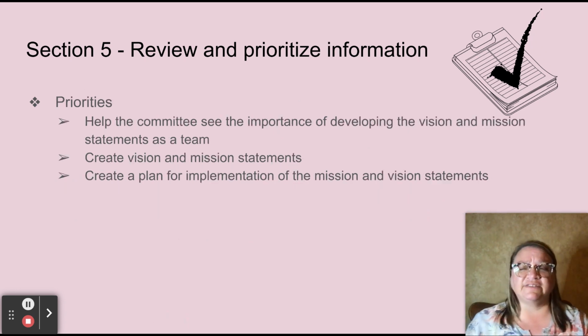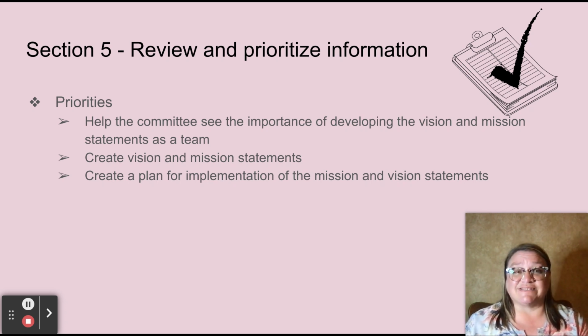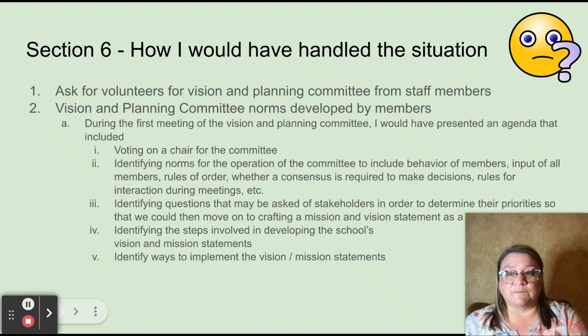So, priorities. We need to help the committee see the importance of developing the vision and mission statements as a team with community input, and input from all stakeholders. We need to create a vision and mission statement, and we need to create a plan for the implementation of the mission and vision statements. And also, just to expand on that, we need to create a plan for determining whether these mission and vision statements are having an impact on the school and whether they're effective.